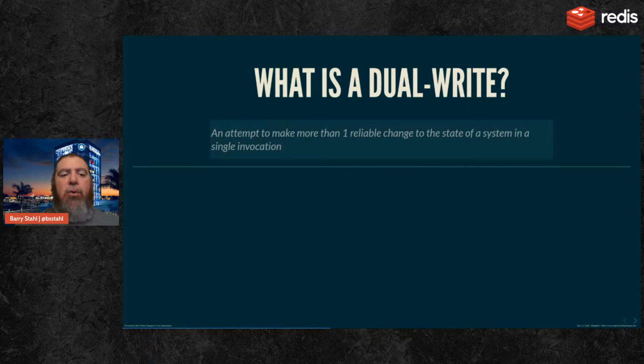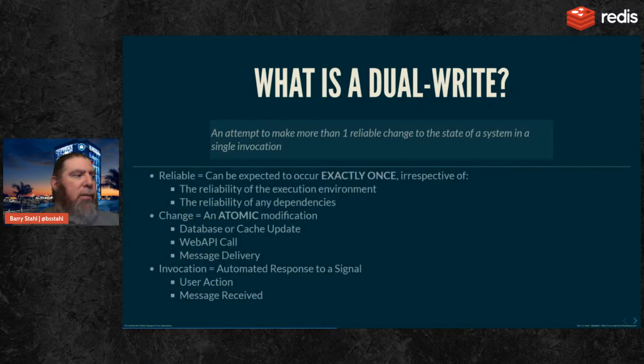So we've tried to do more than one thing within a single instance. Now, there are some words in here that require further definition, so let's drill into them a little bit. When I say reliable, what I mean is it could be expected to occur exactly once, irrespective of the reliability of the execution environment or the reliability of any dependencies.